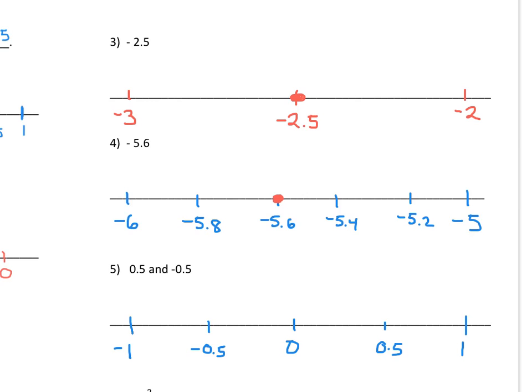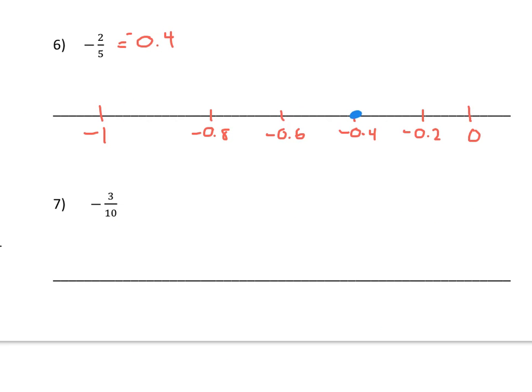Here's the answer for number 5. The range for 0.5 and negative 0.5 is positive 1 and negative 1. So the graphing locations go where the red dots are. For problem 6, I converted negative 2/5 into a decimal and I got negative 0.4, and I placed negative 0.4 in between the integers of 0 and negative 1. For each increment, I jumped 0.2 each time I moved along the number line.